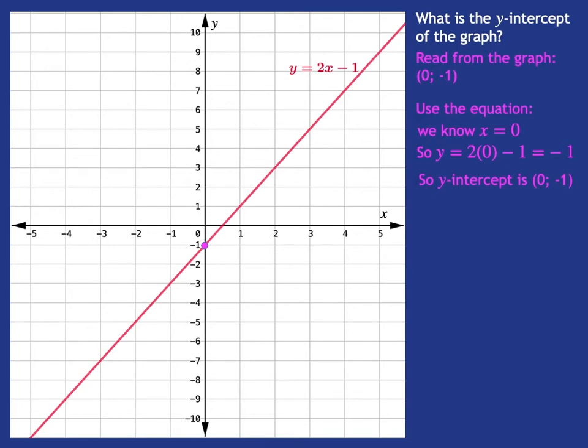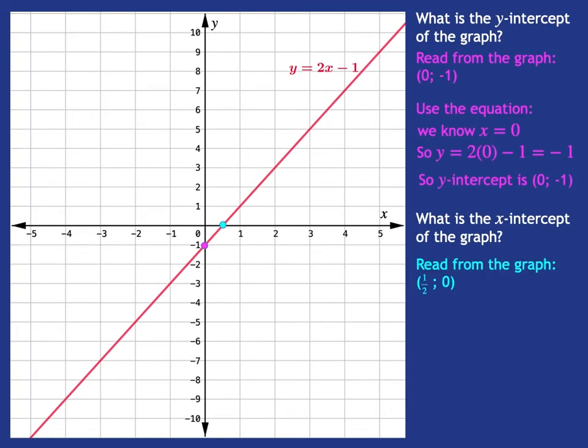Okay, what about the x-intercept of a graph? Well, x-intercept, again, is where you cross the x-axis. So have a look at that x-axis, and can you see where the graph is cutting the x-axis? Well, you can see, hopefully quite easily, that it's cutting the x-axis at the point (1/2, 0).